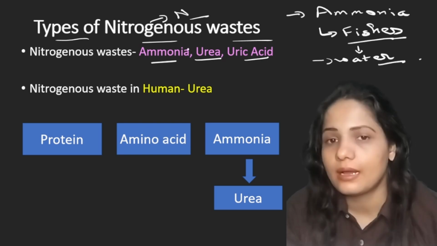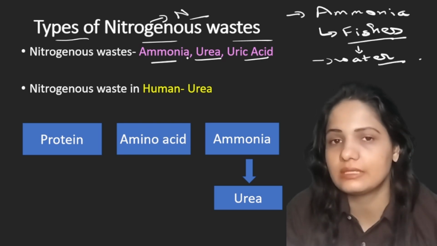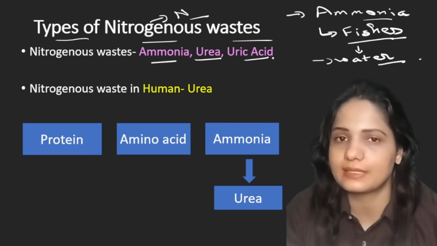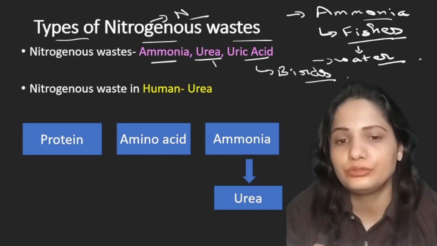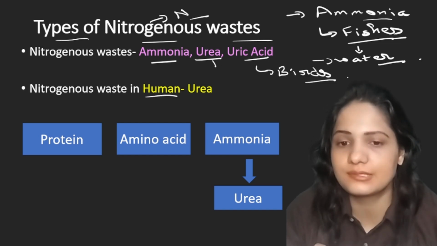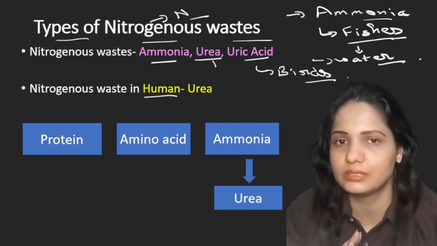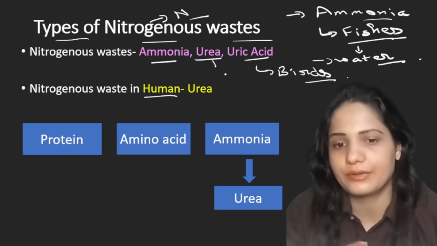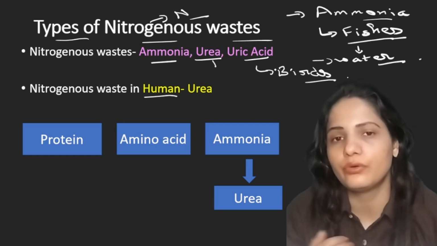We can say that ammonia is the excretory waste in case of aquatic animals, in case of aquatic organisms. This is about ammonia. Next we have uric acid. Uric acid is the excretory product in birds, and urea is the excretory product in human. For now, you can just remember these examples: ammonia is the excretory product of fishes, uric acid is the excretory product in birds, and urea is in case of human. The reason behind this you will come to know in higher classes.